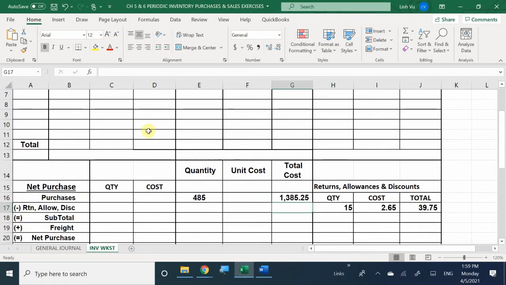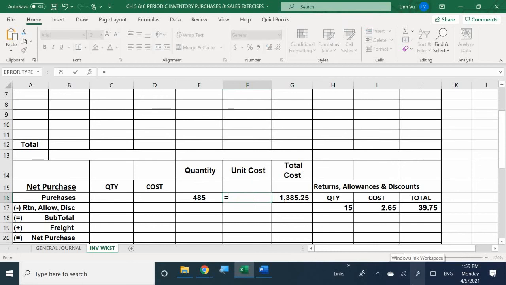So this is where, if you want to take the time now to recalculate your cost per item, go ahead and do so. In this case, I'm going to take my $1,385.25 and divide the whole thing by my new quantity of 485, because that's what I have currently available.